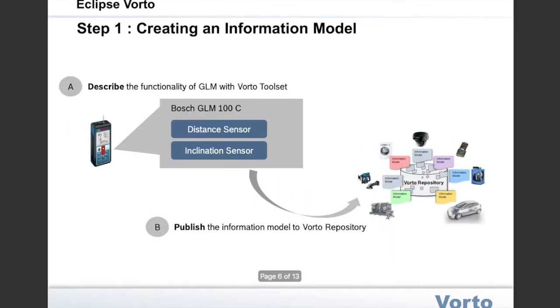So the first thing we need to do is to create an information model to basically describe this Bosch GLM 100C device. It consists of two pieces of functionality, the distance sensor as well as the inclination sensor. So these two function blocks we're going to model, and then after we're done, we can publish this model to the Vorto repository to continue in our demonstration.